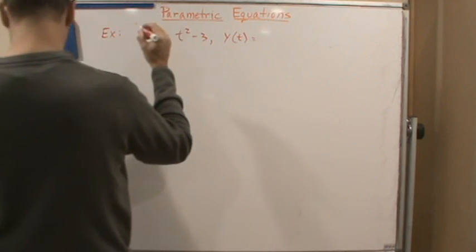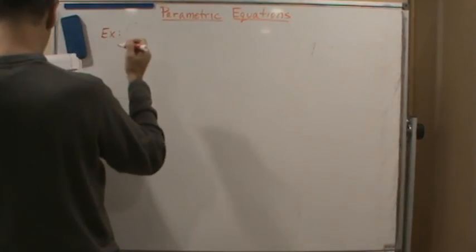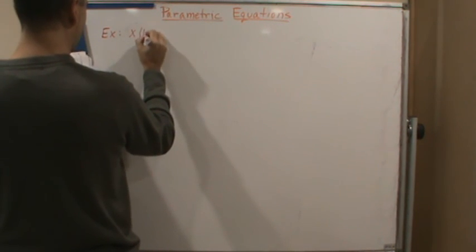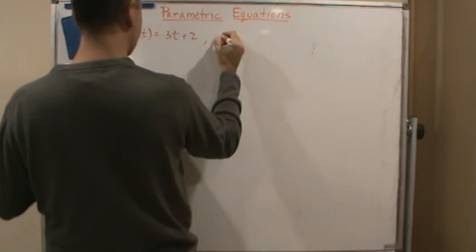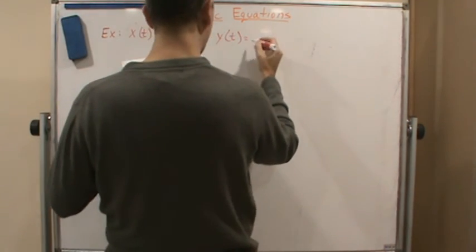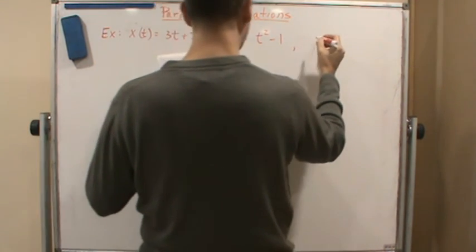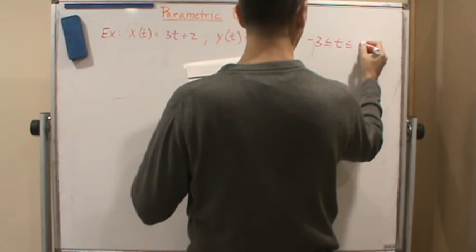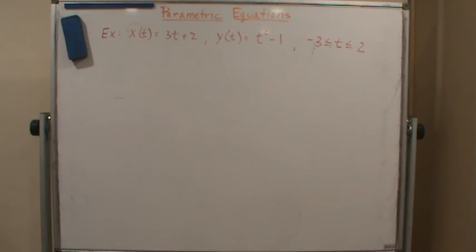Oh, hold on a second. Wrong one. Sorry. Looking at the wrong one. Here it is. x of t is equal to 3t plus 2, y of t is equal to t squared minus 1. And this is going to go from negative 3 to 2. Okay, so you guys do that one. Again, this is for practice, and if you have any questions, let me know.